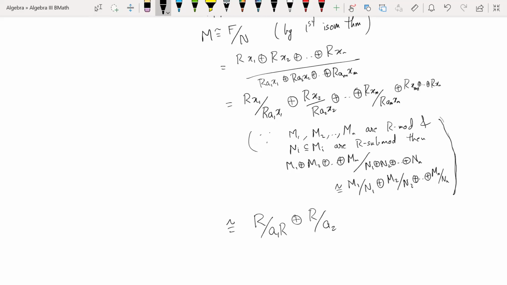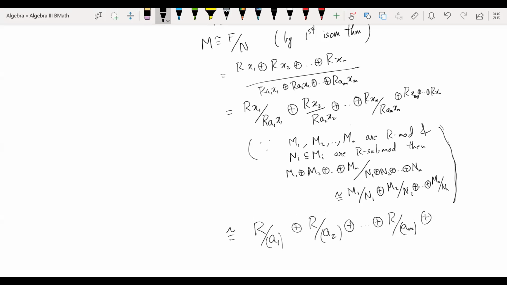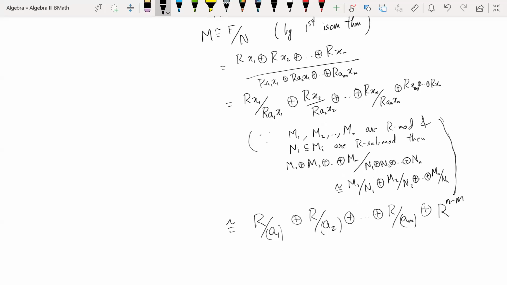So the first factor is R mod A1R, if you like, plus R mod A2R. A1R I can write as the ideal generated by A1. Plus R mod AM. And then you get a free module on n minus m elements, R power n minus m. I've clubbed these together as n minus m.